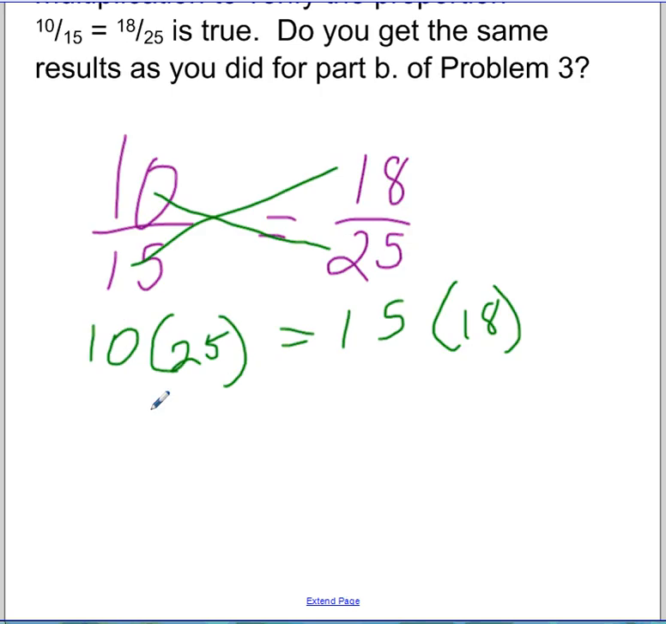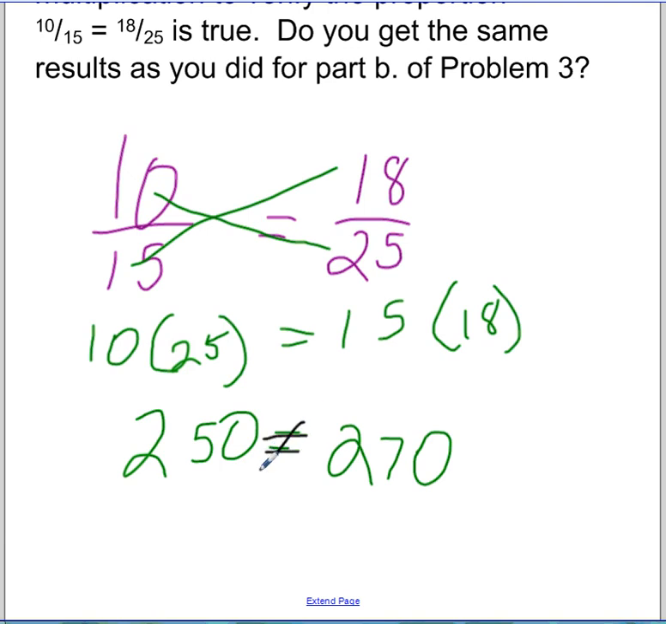So when we do this, 10 times 25 is 250, and that is the same as 15 times 18, which is 270. And no, it is not the same, which again, we already knew that because we knew that this was a false statement. So it's not equal, and so it is a false statement.